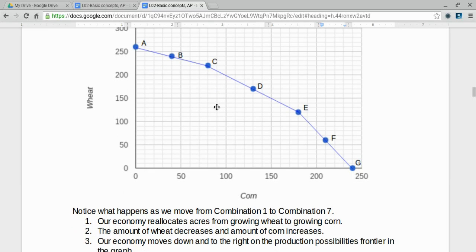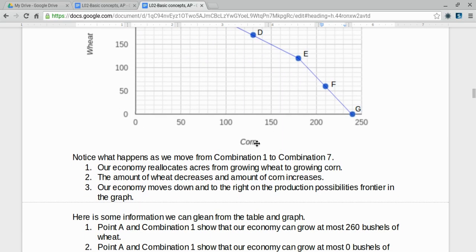Notice what happens as we move from combination 1 to combination 7. Our economy reallocates acres from growing wheat to growing corn. The amount of wheat decreases and the amount of corn increases. Our economy moves down and to the right on the production possibility frontier.